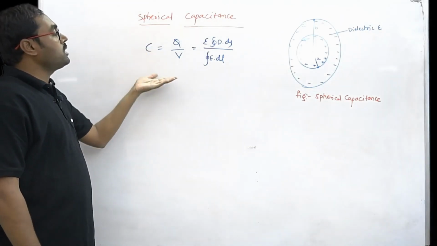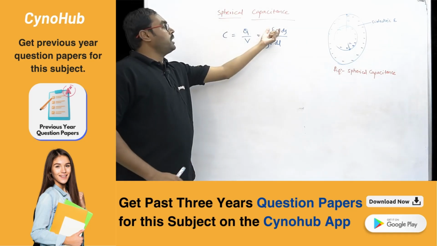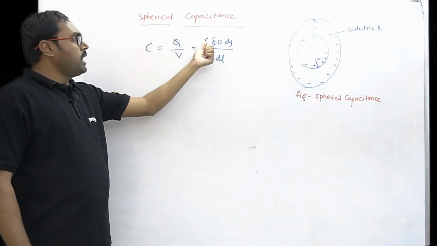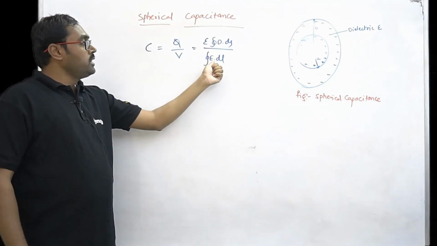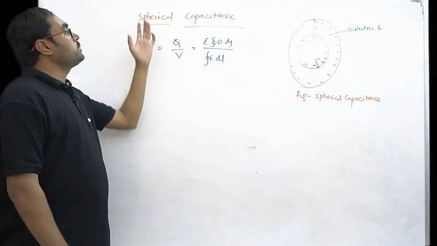Now, based upon the capacitance, we have to find three types of capacitance: parallel plate capacitance, coaxial capacitance, and spherical capacitance. Whatever we assume must be based upon these two equations: epsilon times integral D dot dS, and integral E dot dl. The third and important one is the spherical capacitance.